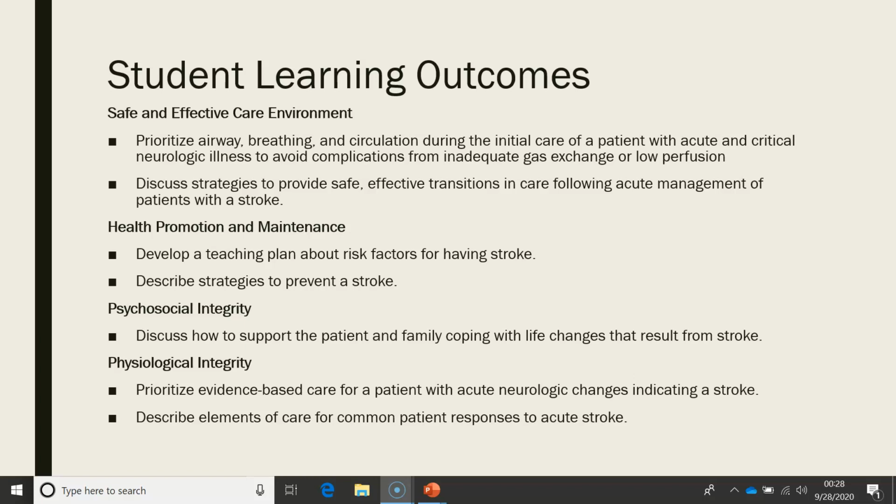We're going to develop teaching plans about risk factors for having a stroke. We're going to describe strategies to prevent a stroke. We're going to talk about the psychosocial assessment and discuss how to support the patient and family in coping with the life changes that result from the stroke. We'll also look at prioritizing evidence-based care for patients with the acute neurological changes indicated from a stroke. And we'll describe the elements of care for the common responses of acute stroke.